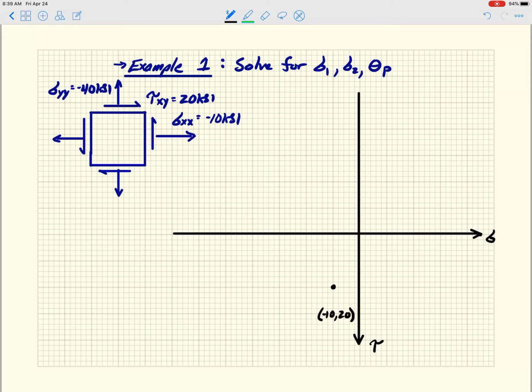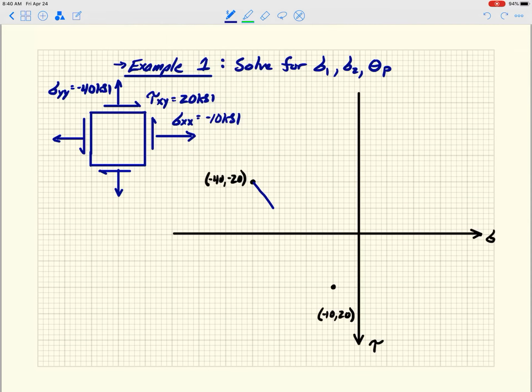And then the other one here will be minus 40, so 1, 2, 3, 4, and then a minus 20. Again, that is sigma YY, which is minus 40, and then minus tau XY. So this point will be minus 40, minus 20. And again, it's above the axis, and it's above the axis because we're plotting tau positive downward.